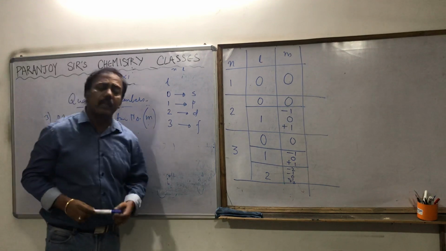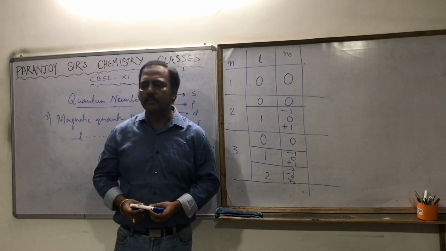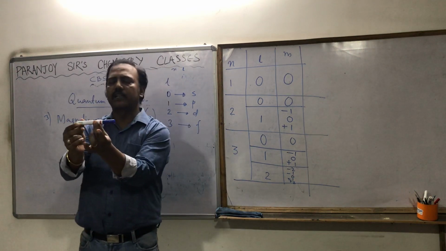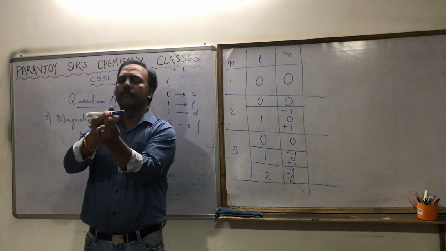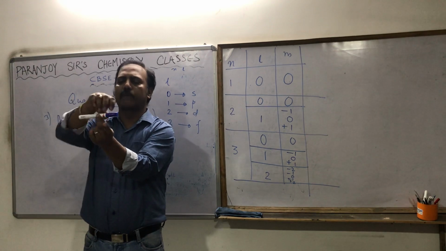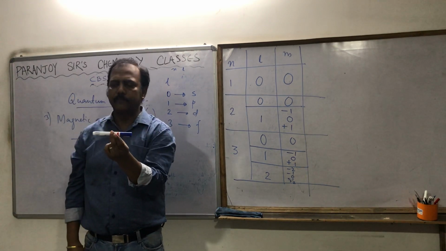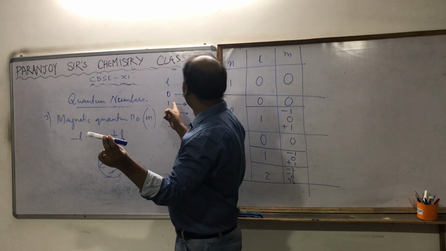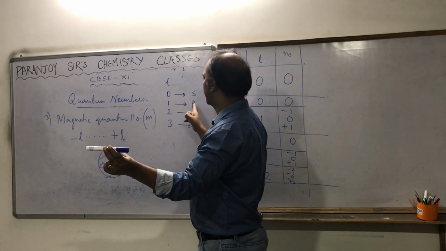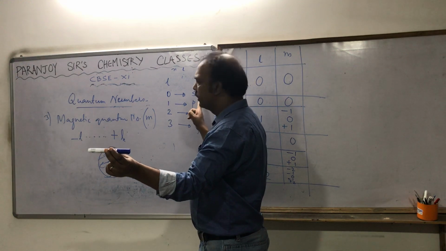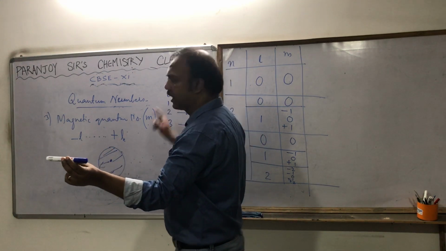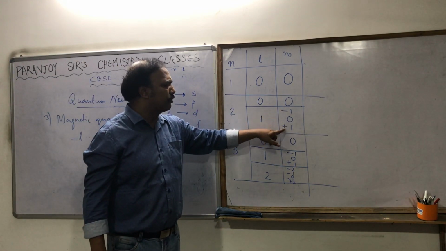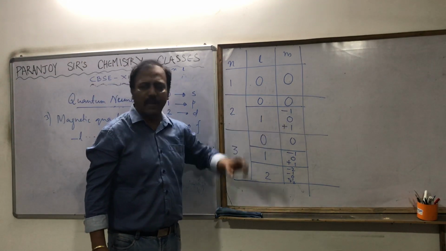But if it is a dumbbell, suppose this is the dumbbell. The finger I am pointing out is the middle point of the dumbbell, and this is one side of the dumbbell and this is the other side. We know that L is equal to 1 means it is a dumbbell, p orbital. Now if L is equal to 1, then there are 3 possible values of m.